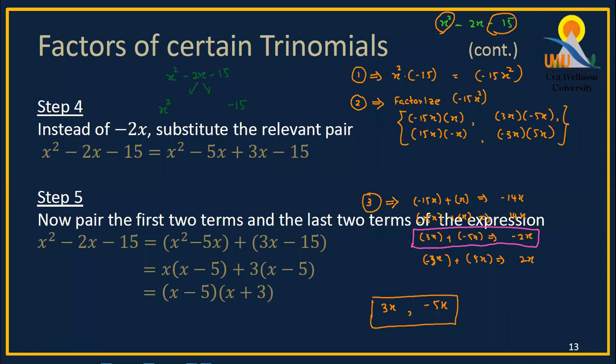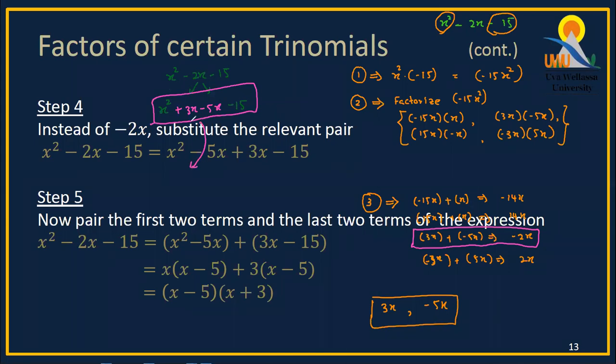What you have done here is, instead of this minus 2x, you can write this as plus 3x and minus 5x. In this situation, it is okay to interchange these two terms, but in some situations, with practice, you have to identify what should come first and what should come second. Therefore, now we have written this x squared minus 2x minus 15 in this form.